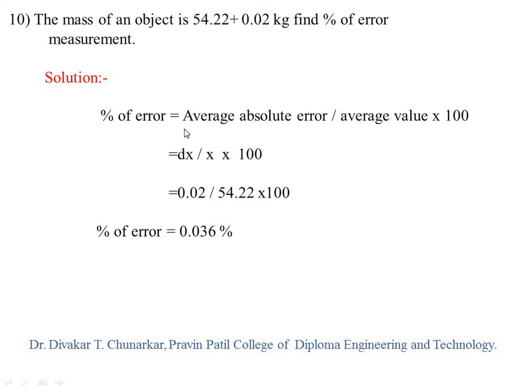We know our formula for percentage of error: average absolute error upon average value into 100. Symbolically, del x upon x into 100. So 0.02 upon 54.22 into 100, and therefore our answer is percentage of error 0.036%, and this is the percentage of error.